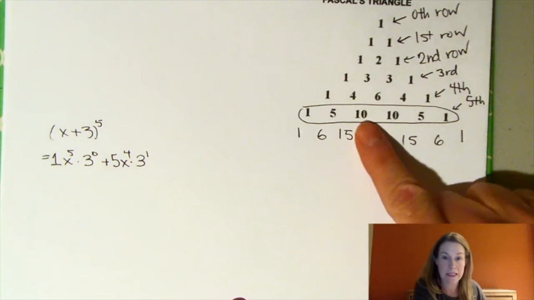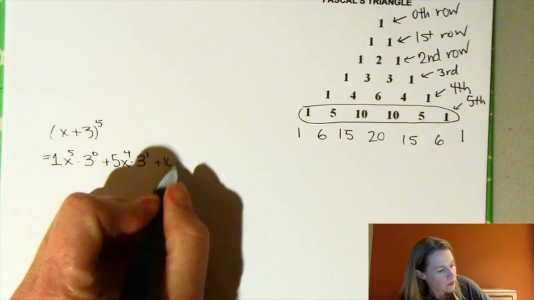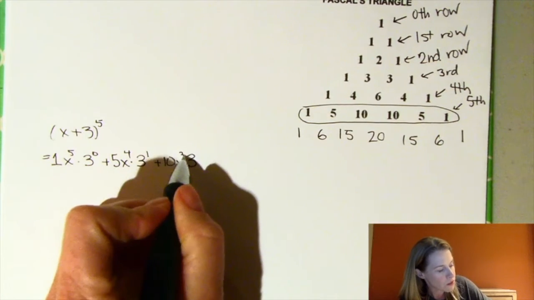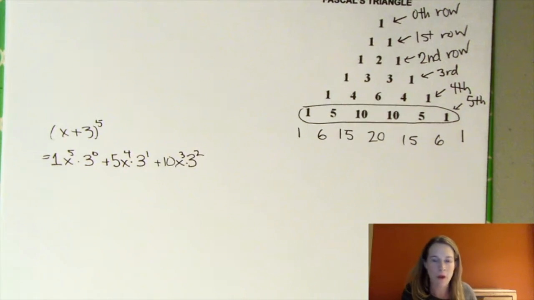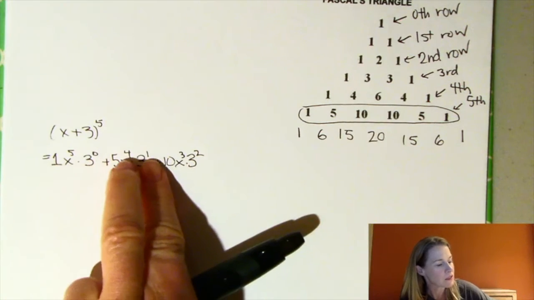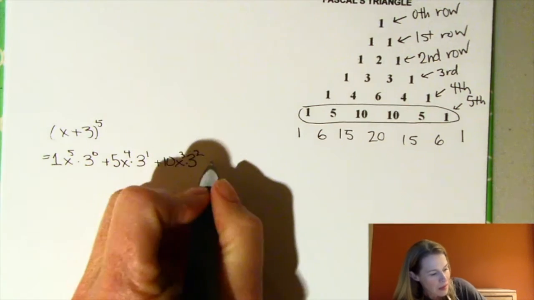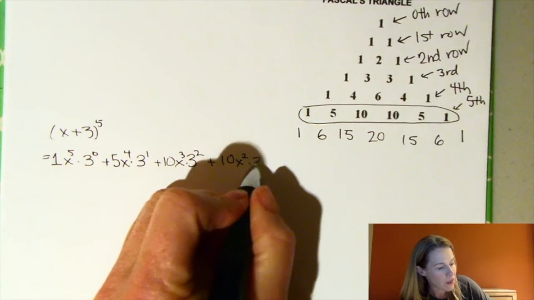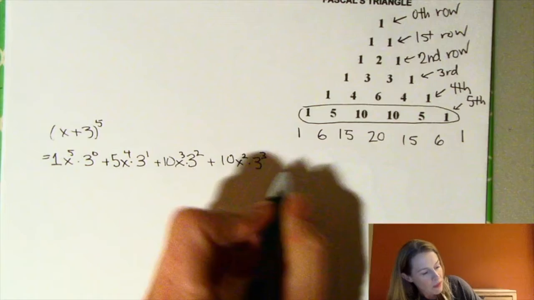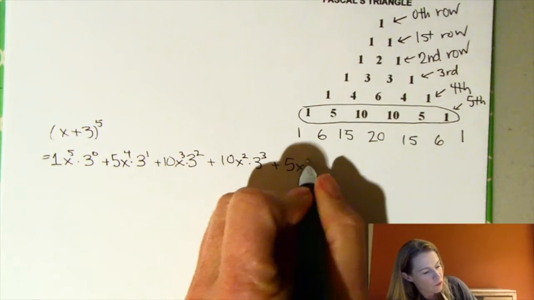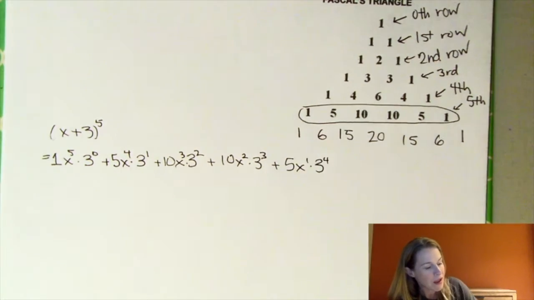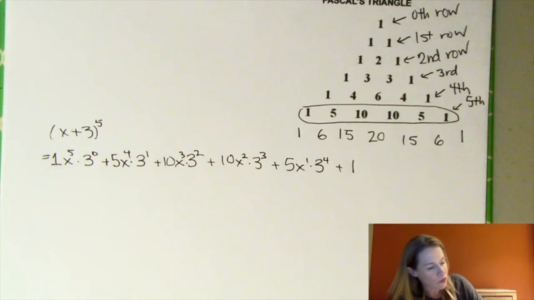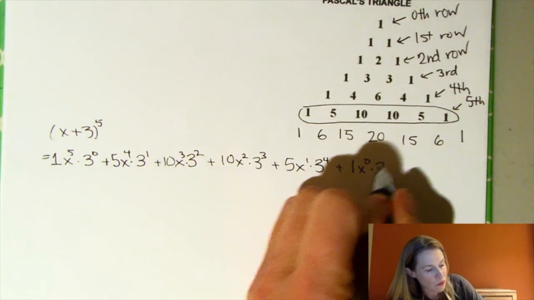So the next coefficient is 10. And so I need an x and a 3. My x is going to be to the 3rd this time, and my 3 is going to be to the 2nd power. As again, you notice the powers consistently add up to 5 as we go through. Next term again is a 10 for the coefficient, and we'll have x squared and 3 to the 3rd. We then have a 5, and that's going to be x to the 1st, 3 to the 4th, and the final term has a coefficient of 1, the last term here, and it's going to be x to the 0th and 3 to the 5th.